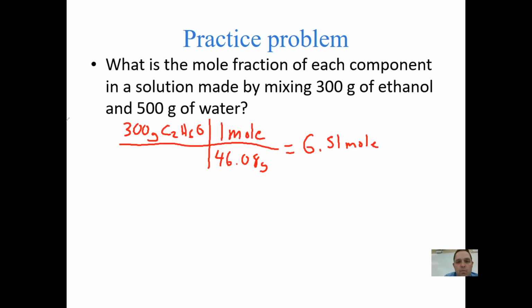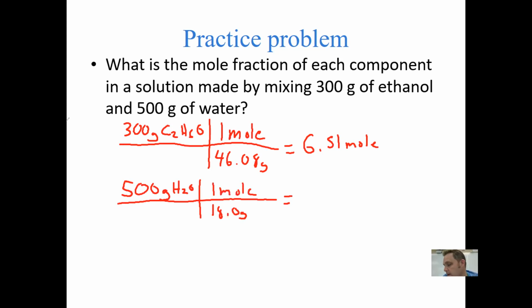So that's part of it. We got to look at the other part. How many moles of water is this? So water is H2O. Again, we're going to divide by the molar mass, which is 18 for 1 mole. And when I do this, I get, rounding a little bit, 27.78 moles. So if we add these two together, that will be our total moles. So I add those together and I got 34.29. That's our total moles.